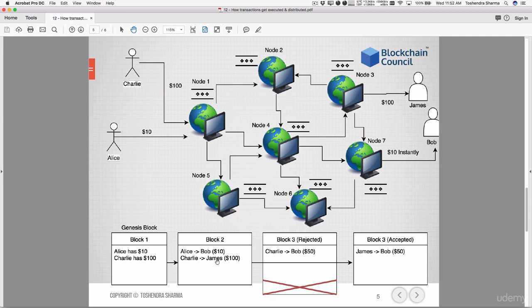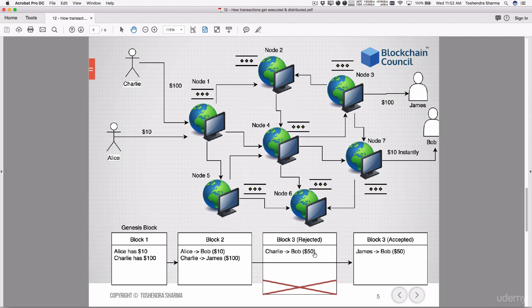Let's say Charlie is somewhat naughty and wants to be smart. So he transfers $50 to Bob as well, even though he doesn't have that $50. What will happen when this transaction is circulated into the network? The nodes will check the ledger, block 1 and block 2, and will conclude that Charlie does not have any balance to do this.